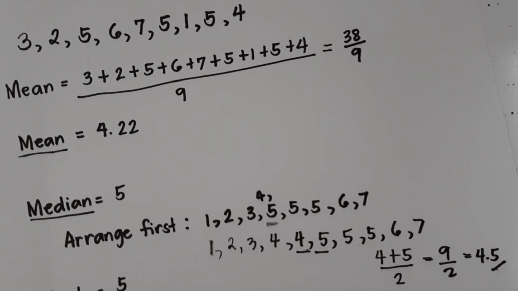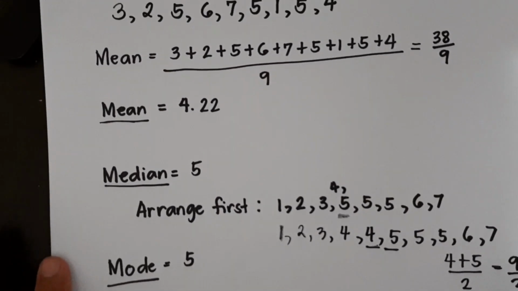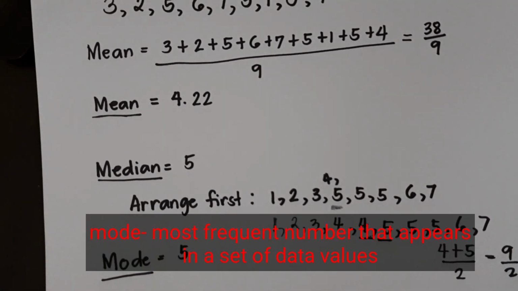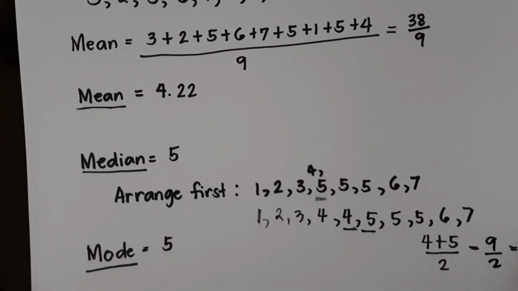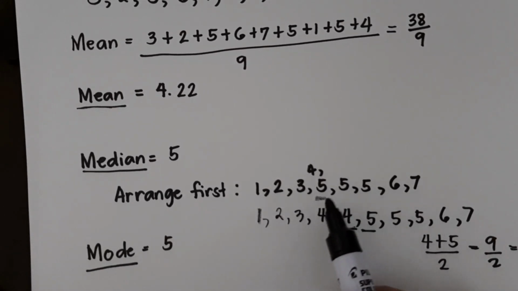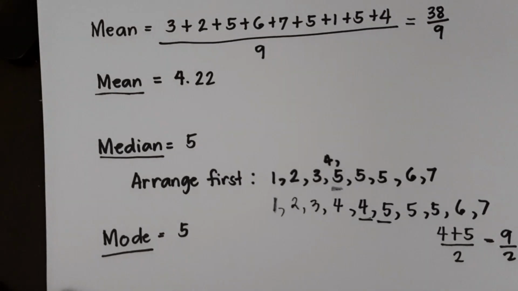Okay? So mode is the most number that appears in the data. So, we have 5. Siya yung pinakamaraming nag-appear na number, kaya ang sagot natin ay 5.